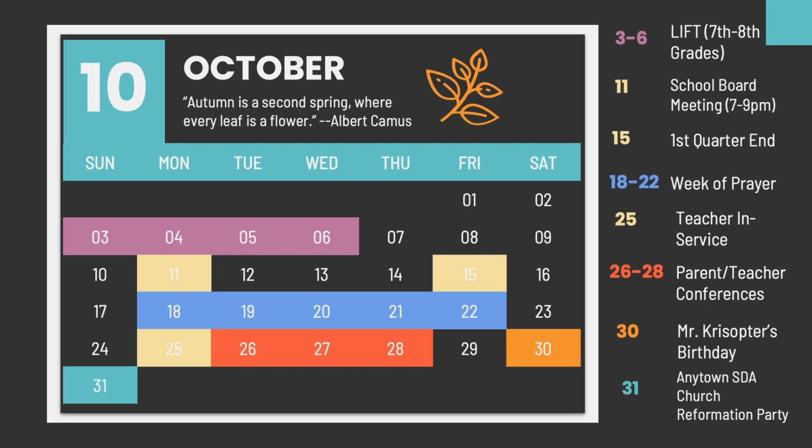This is a sample from Kalisha. She has this beautiful color-coded system, and it's really pretty. You can see she's blocked out the different things in different colors. Teacher in-service, school board, first quarter end, those are all yellow. She has week of prayer in blue. She has her birthdays in orange. That's her husband's birthday on October 30. Now she can add in Kaven's birthday on July 24.